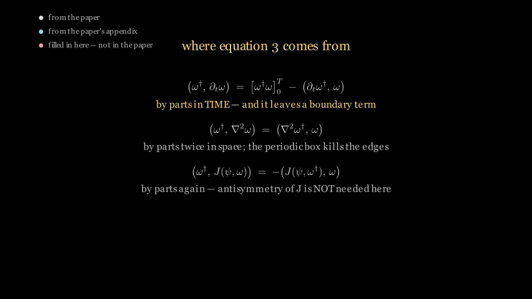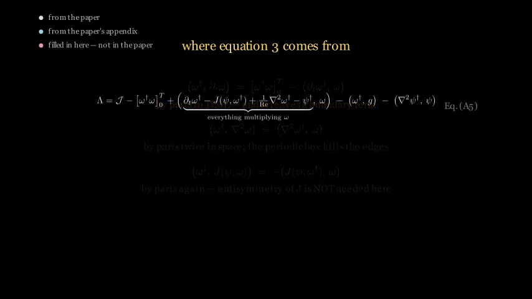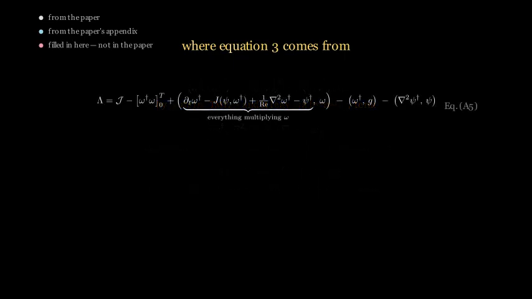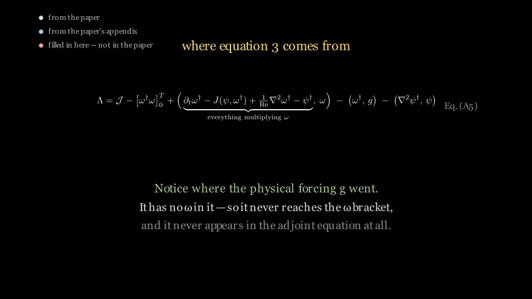Collect everything that multiplies omega into one bracket. And this is what the Lagrangian has become. Now look at where the physical forcing went, the cosine that stirs the flow. It sits off in its own term because it contains no omega at all, so it never reached the bracket. And that answers a question you might have been holding. The forcing that drives the flow does not drive the adjoint. It plays no part in these equations whatsoever.